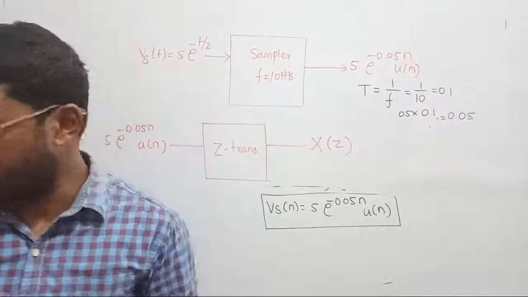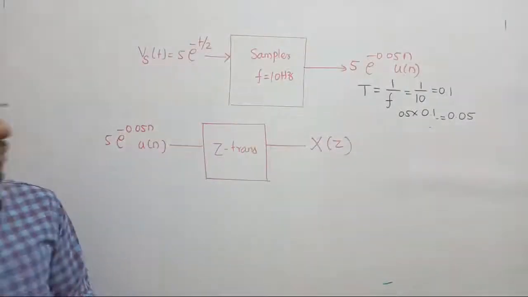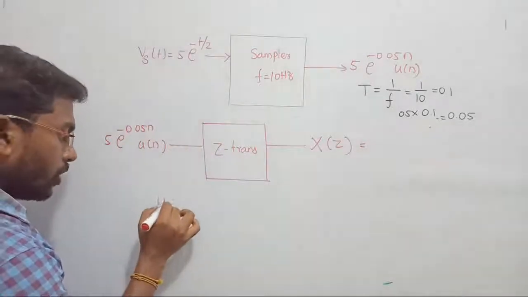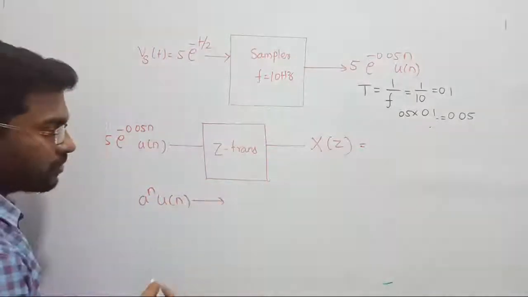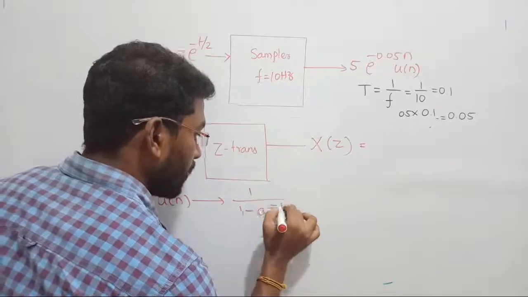Shall we do it? Yes. That is finally what we are going to do now, right? So let us see. If you want to know the Z transformation, we all know, right? If I have u of n into a power n, its corresponding Z transformation can be written as 1 upon 1 minus a into z power minus 1.